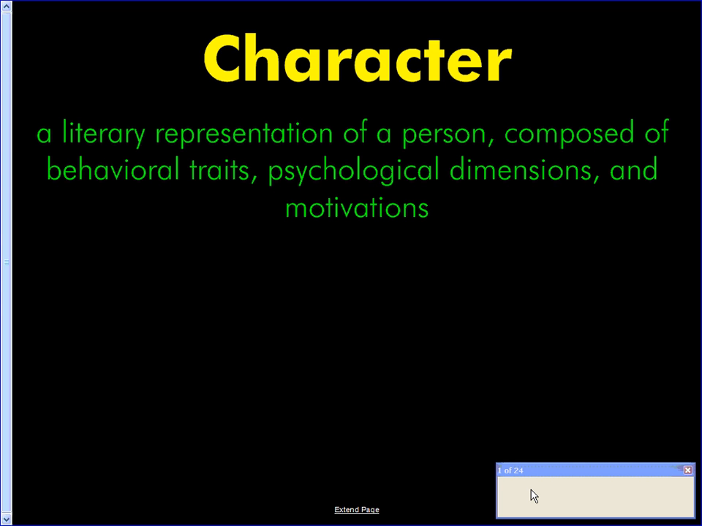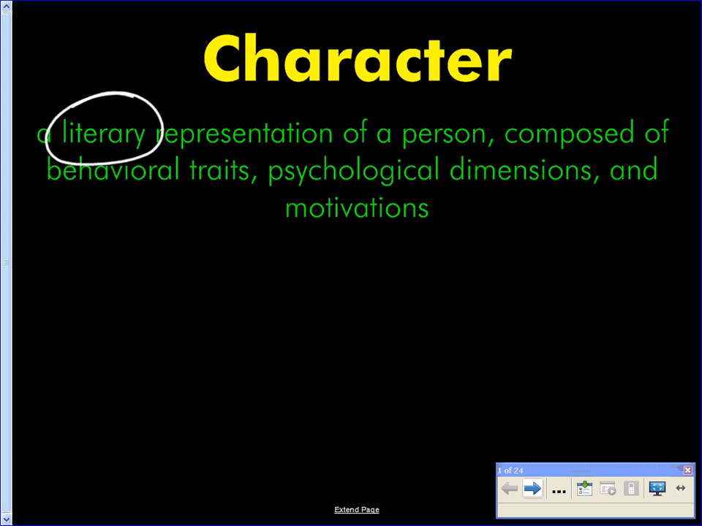As I read, of course, I will note some of the important parts of this definition. A literary representation, that means in story form, of a person, composed of behavioral traits, psychological dimensions, and motivations. As with plot, this definition includes a number of important ideas. Notice that I've said that this is a representation of person.